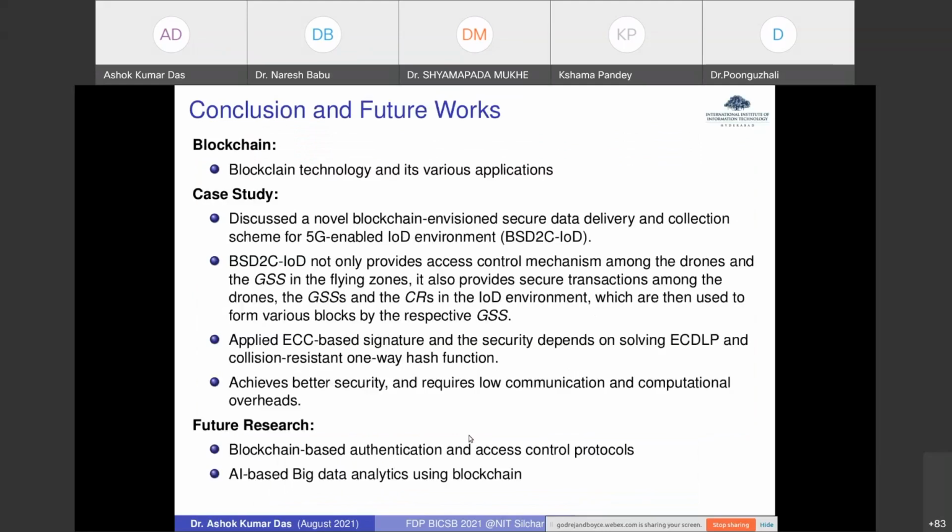So as a conclusion, we have first discussed blockchain technologies and its various applications. Then I have taken a case study, which is a novel blockchain-based secure data delivery and collection scheme for a 5G-enabled IoT environment, and it provides access control mechanisms and also provides blockchain secure solutions. Then we have shown that it achieves better security and requires low computational and communication cost.